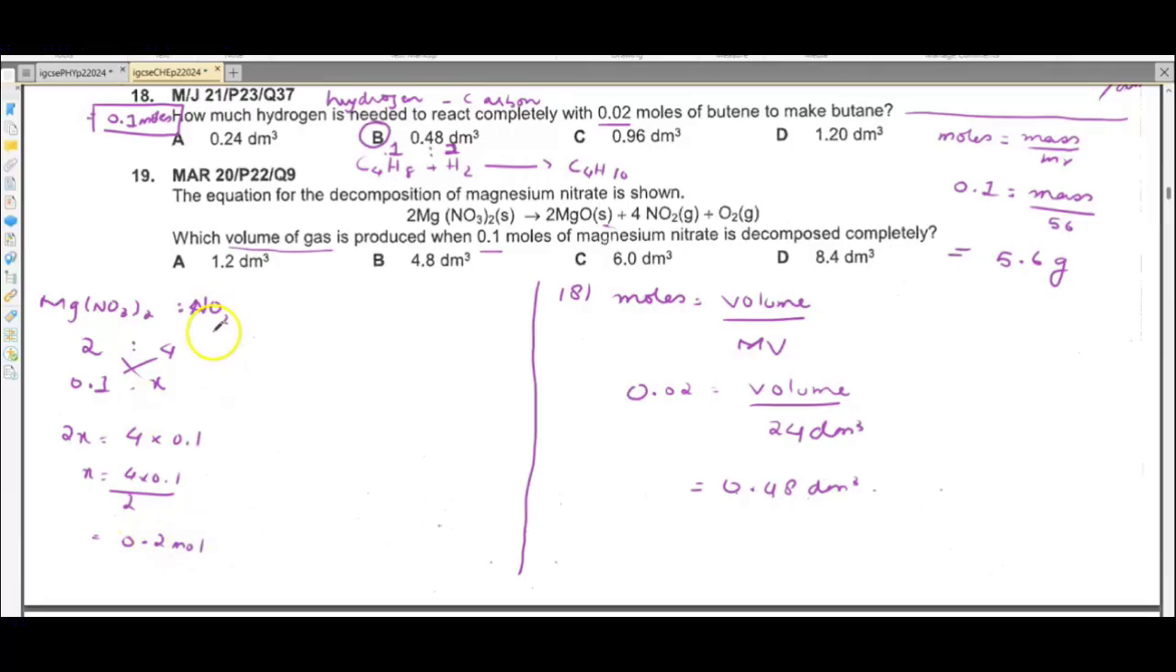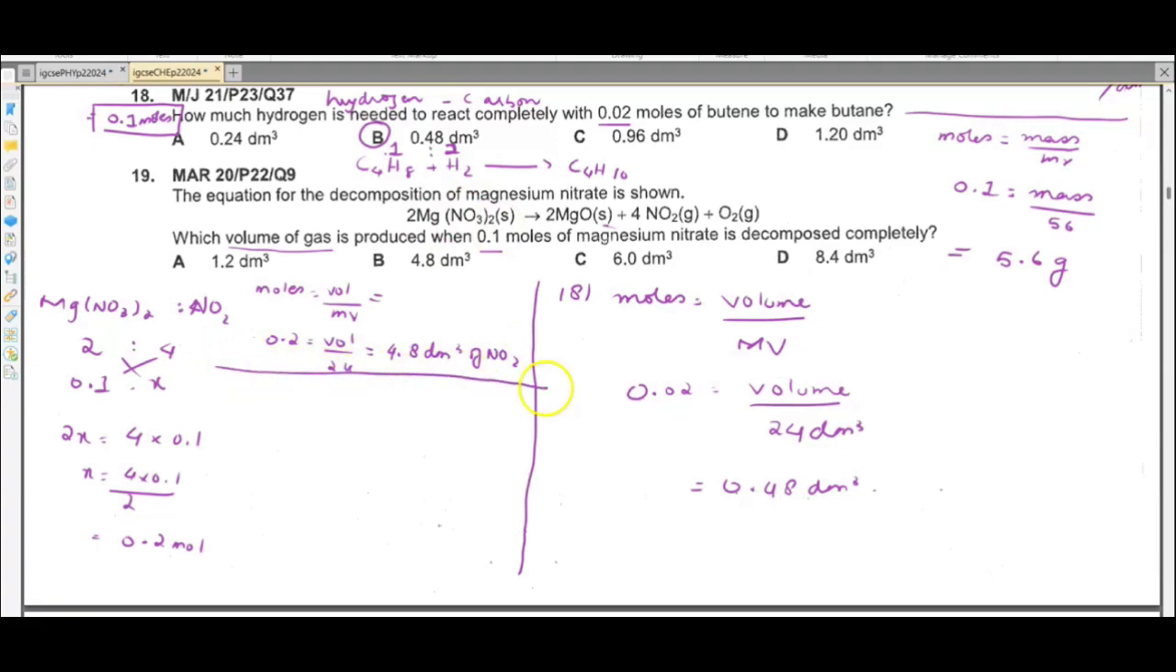Once we have the moles, we can easily find the volume by using our formula: moles is equal to volume by molar volume. And as the answers are in decimeter cubes, we know that the value for the molar volume that we are going to be using is 24 decimeter cubes. So we have moles that are 0.2. We need to find the volume, and this is going to be 24. So this is going to give us an answer of 4.8 decimeter cubes of NO2.